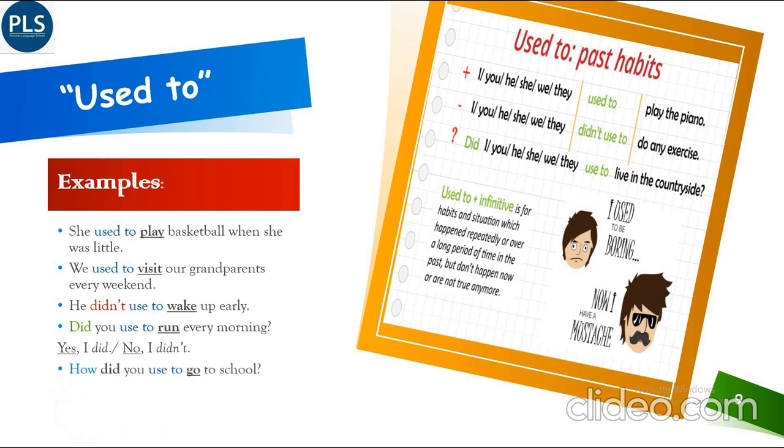Now the WH question here, how did you use to go to school? How, the WH word, did, because it's past, then the subject, then used to, then the verb in infinitive, go, then the rest of the question, to school. And the answer is going to be I used to go to school by bike.